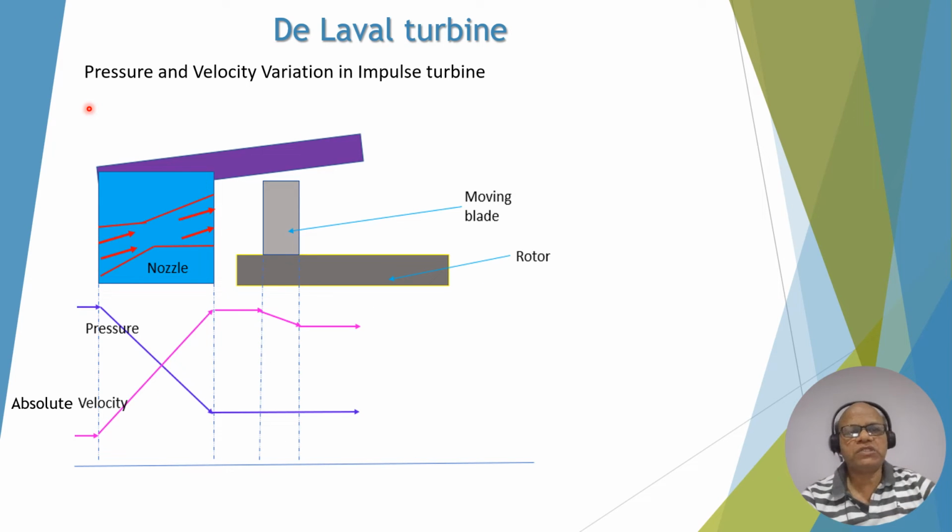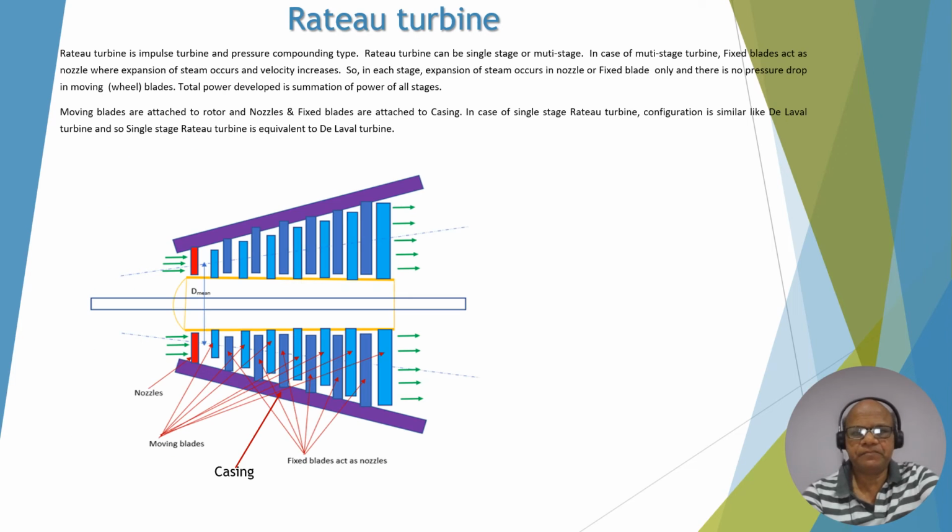Now the pressure and velocity variation for the impulse, that is the De Laval turbine. This is the nozzle. So see this is the pressure drop, and because of this pressure drop the absolute velocity increases. After that the pressure remains constant, so this is constant, and the velocity drops in the moving blade and then finally comes out. So this is a typical case of pressure and velocity variation of the De Laval turbine.